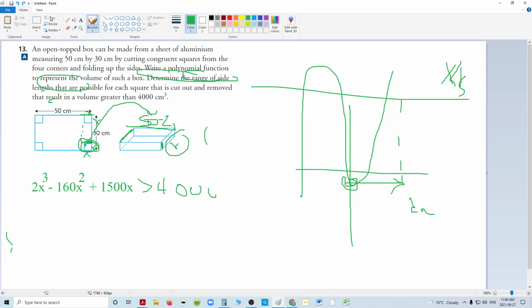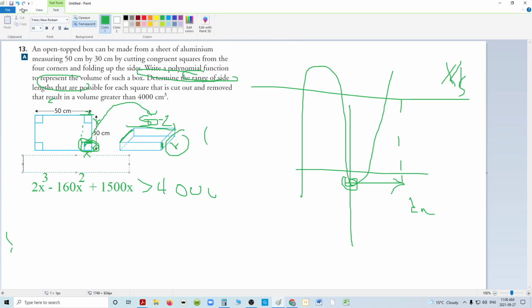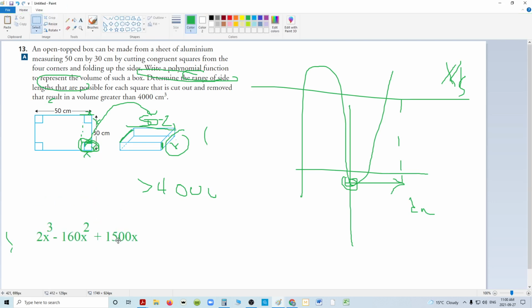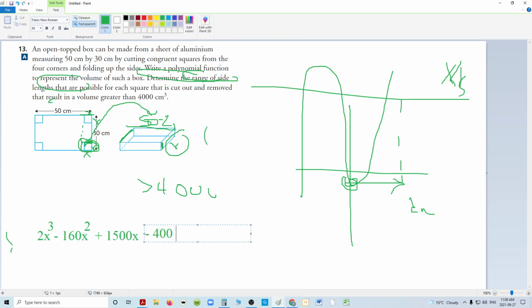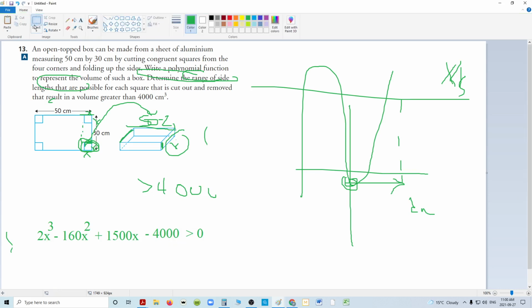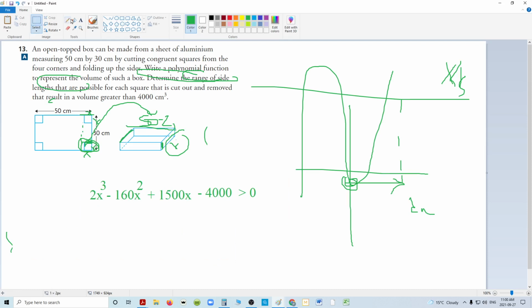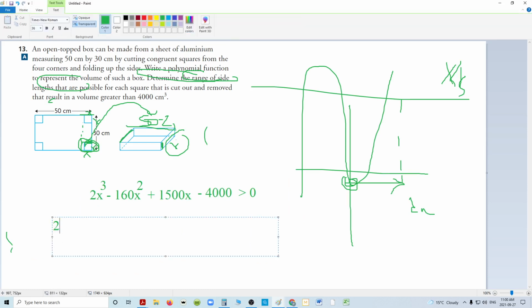So let's solve this. We've got 2x squared. We've got this. Minus 4,000, is it bigger than 0? Right, so that's what we're working on. We immediately see that we can factor out a 2 from everything. It'll make your life easier. So you're left with x cubed minus 80x squared plus 750 minus 2,000. And is all that bigger than 0?